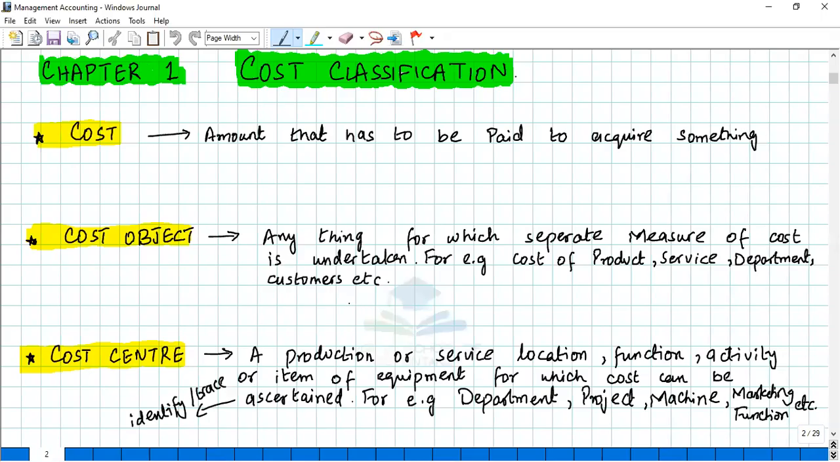Our first chapter is cost classification. So, what is meant by the word cost? Now, cost is basically the amount that has to be paid to acquire something. So, if you want to get something, you have to pay a certain price for it. That price, that amount will be cost for you.